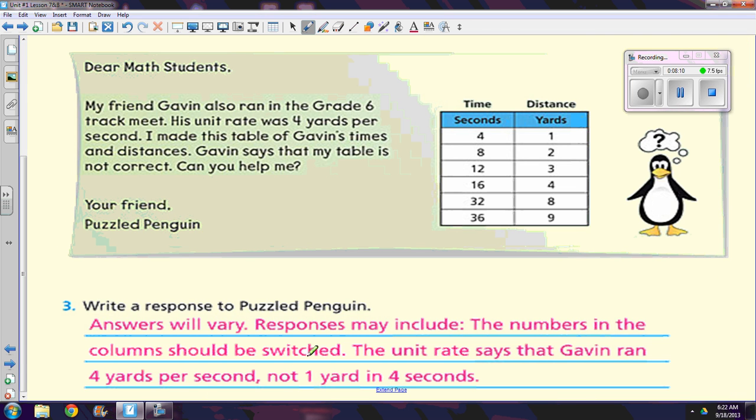So your write-up should look something like this. The numbers in the column should be switched. The unit rate says that Gavin ran 4 yards per second, not 1 yard in 4 seconds. So write that down for number 3. And we'll move on.